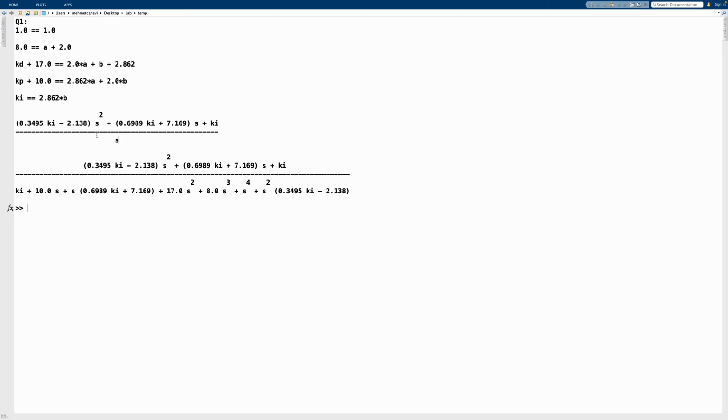There might be some values for KI that end up in unstable closed loop transfer functions. Now, in order to avoid that, we need to basically look at the characteristic polynomial here and do some study on it in order to conclude the stability interval for KI.